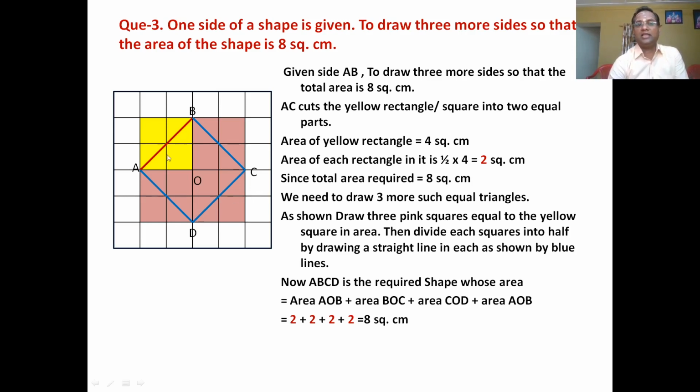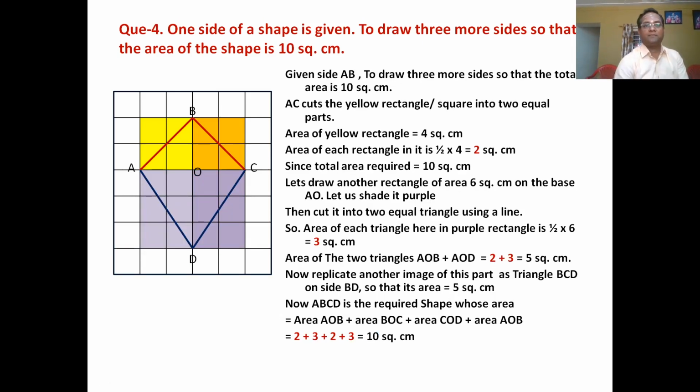See here, the area here is 2, area here is again 2, area here is again 2, and area here is 2. 2 plus 2 plus 2 plus 2, total making 8 square units. Similarly, one side of the shape is given. You have to draw 3 more sides so that the area of the shape is 10 square centimeters.